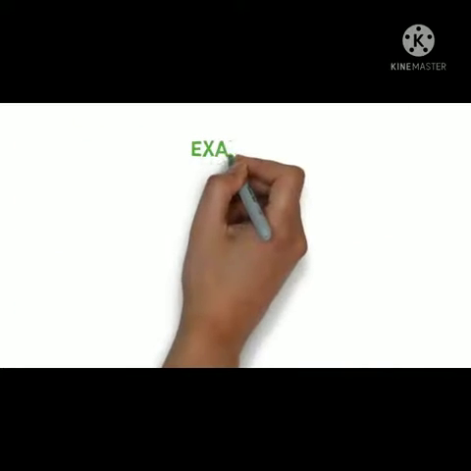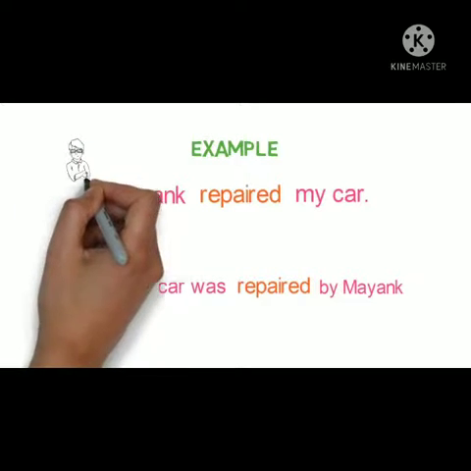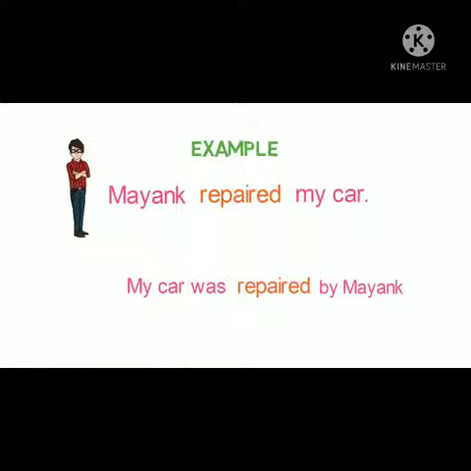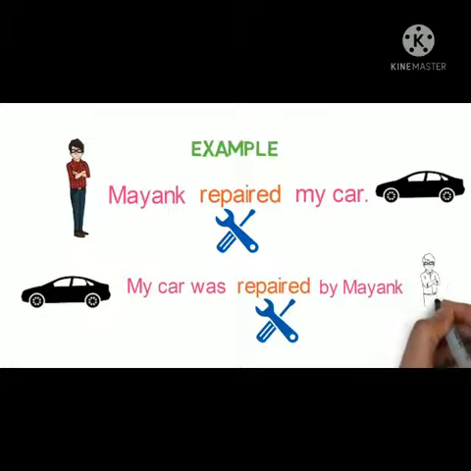Let's see an example here to make things clear. Active voice: Mayank repaired my car. The same sentence in passive voice is: my car was repaired by Mayank. Both the sentences are same in meaning but the context changes. In the first sentence, subject Mayank is given more importance and we get to know that he is the person who is performing the repair activity on the car, which is an object. In the second sentence, we are giving more importance to the object car and the action performed by the subject rather than the subject itself.